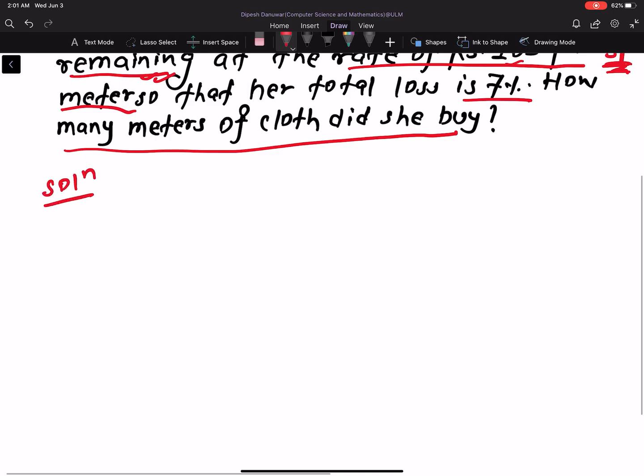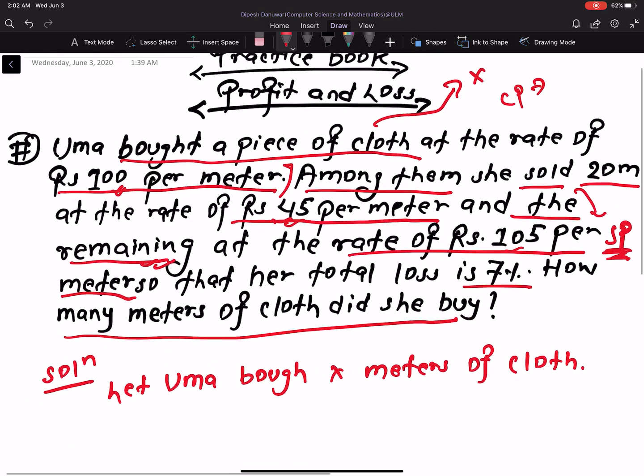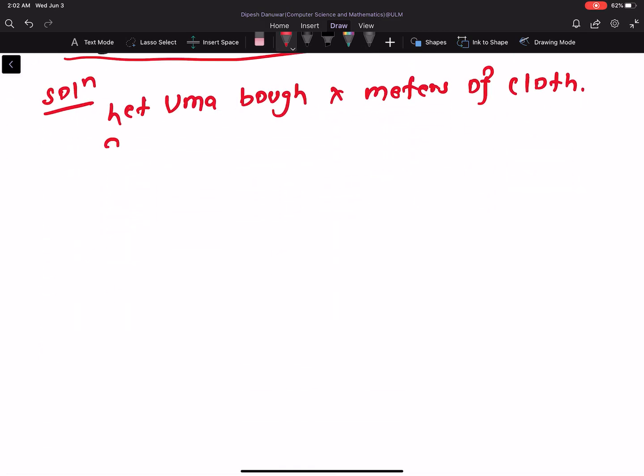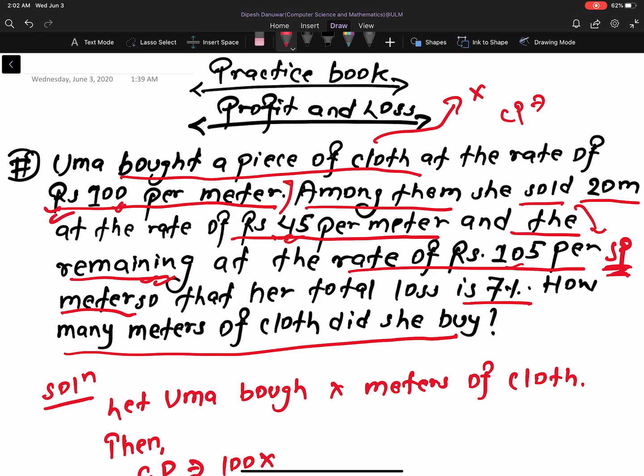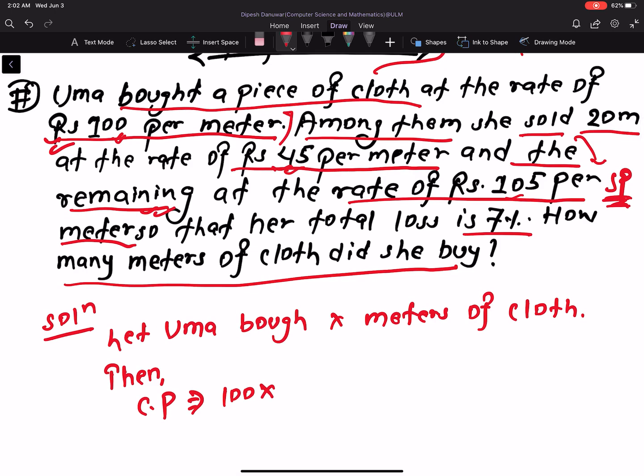Solution. Let Uma bought X meters of cloth. Got it? Then the CP, cost price of Uma, will be 100 times X, that will be 100X, because she has bought X meters, and it is said that the rate is 100 per meter, so that will be 100 times X.